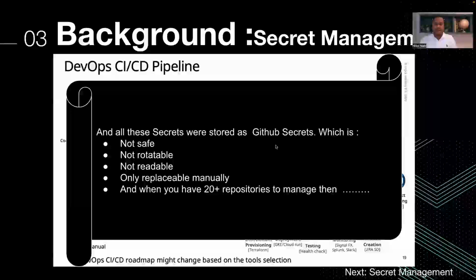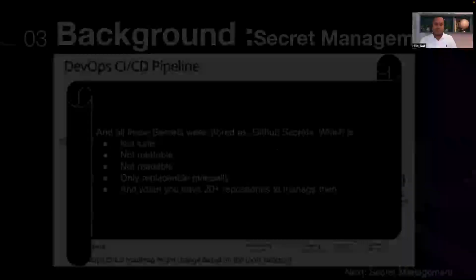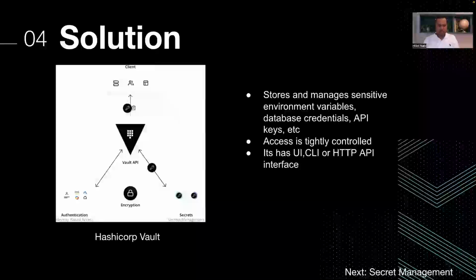And to find a solution to that problem, we thought of HashiCorp Vault. Yes, HashiCorp Vault is actually doing the job. It is storing the sensitive data and information within the environment, and the access is tightly controlled, and we have different interfaces to access them: CLI, UI, HTTP API interface, and so on.